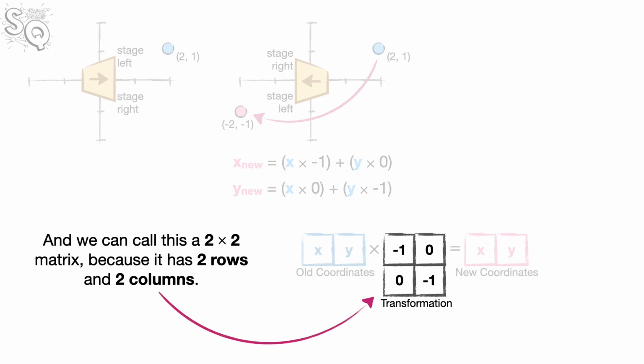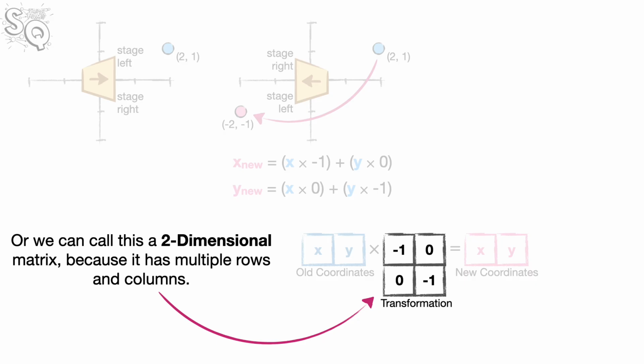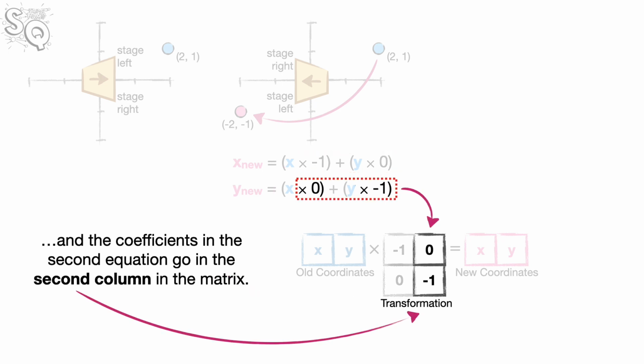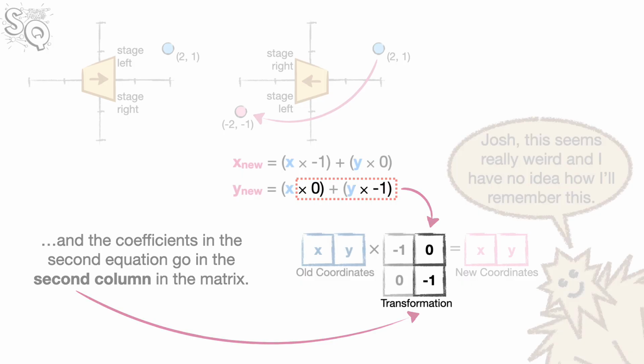And we can call this a 2 by 2 matrix because it has two rows and two columns. Or we can call this a two-dimensional matrix because it has multiple rows and columns. The coefficients in the first equation go into the first column in the matrix, and the coefficients in the second equation go into the second column in the matrix.